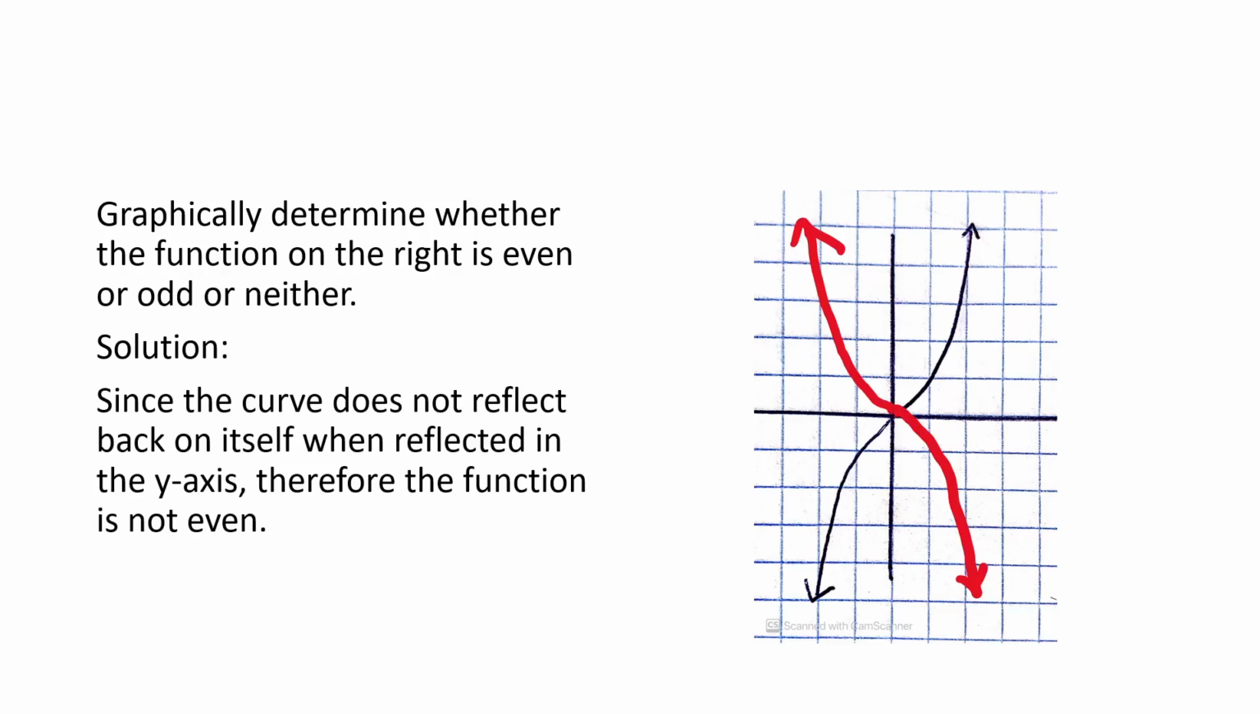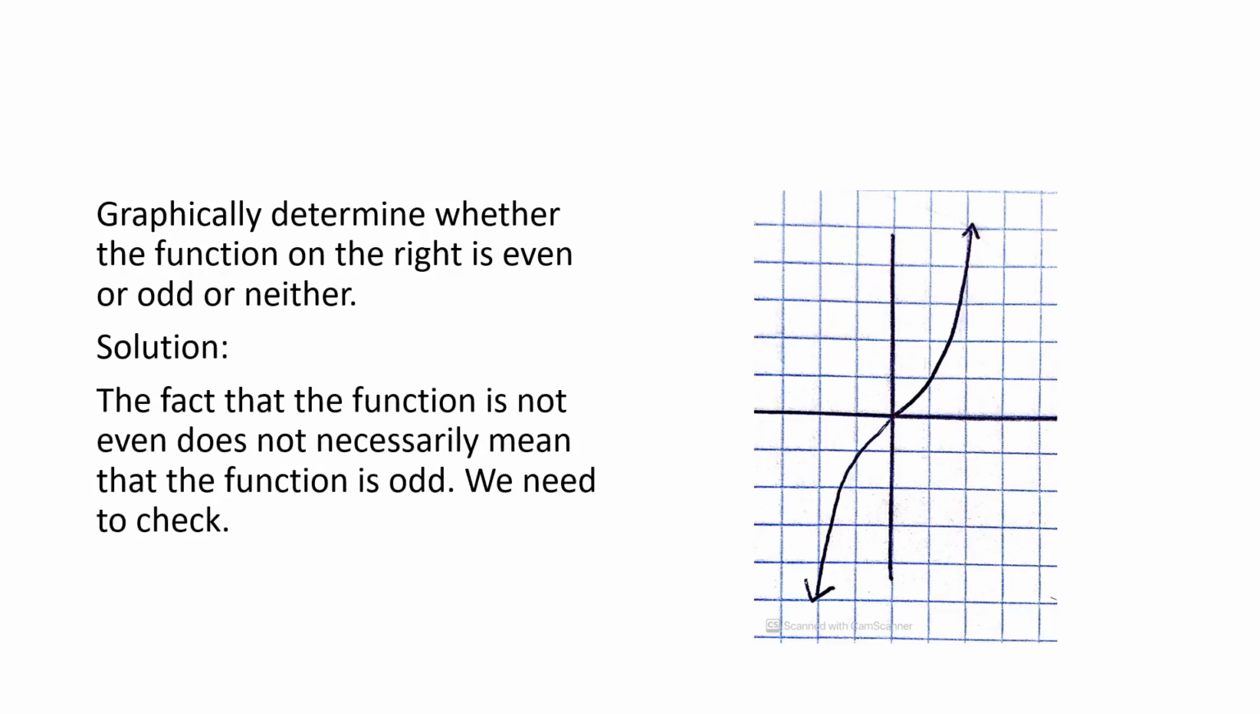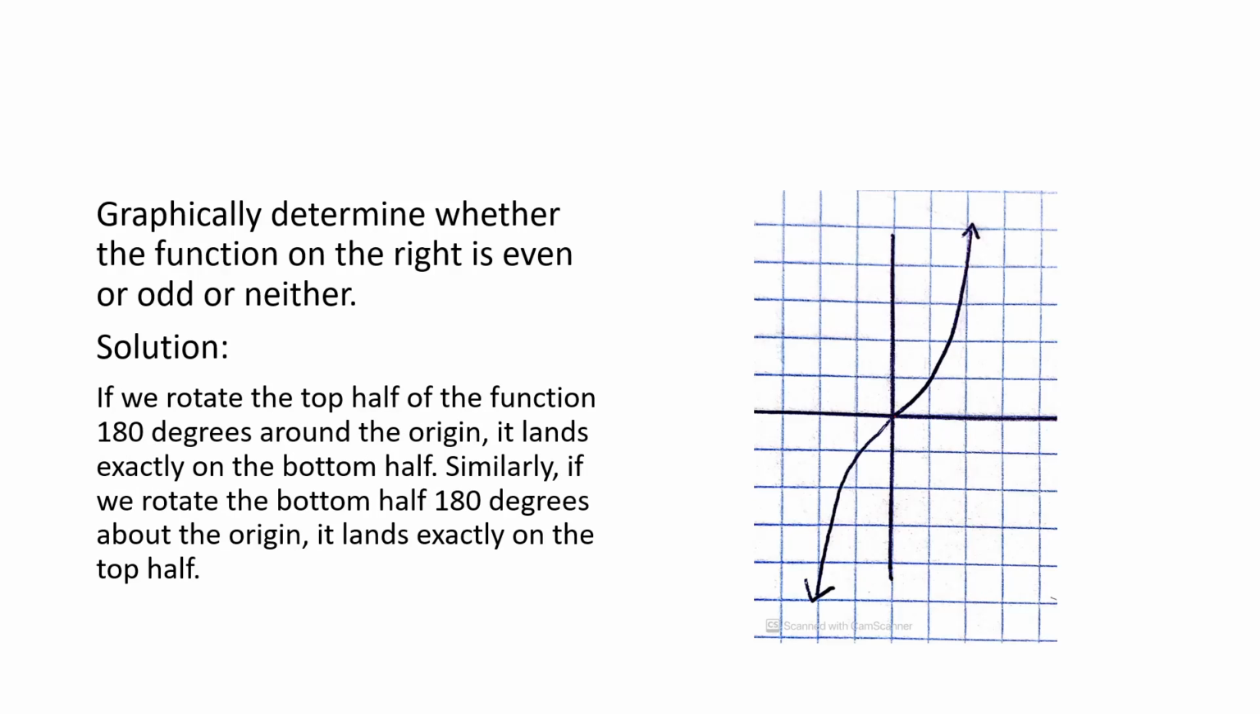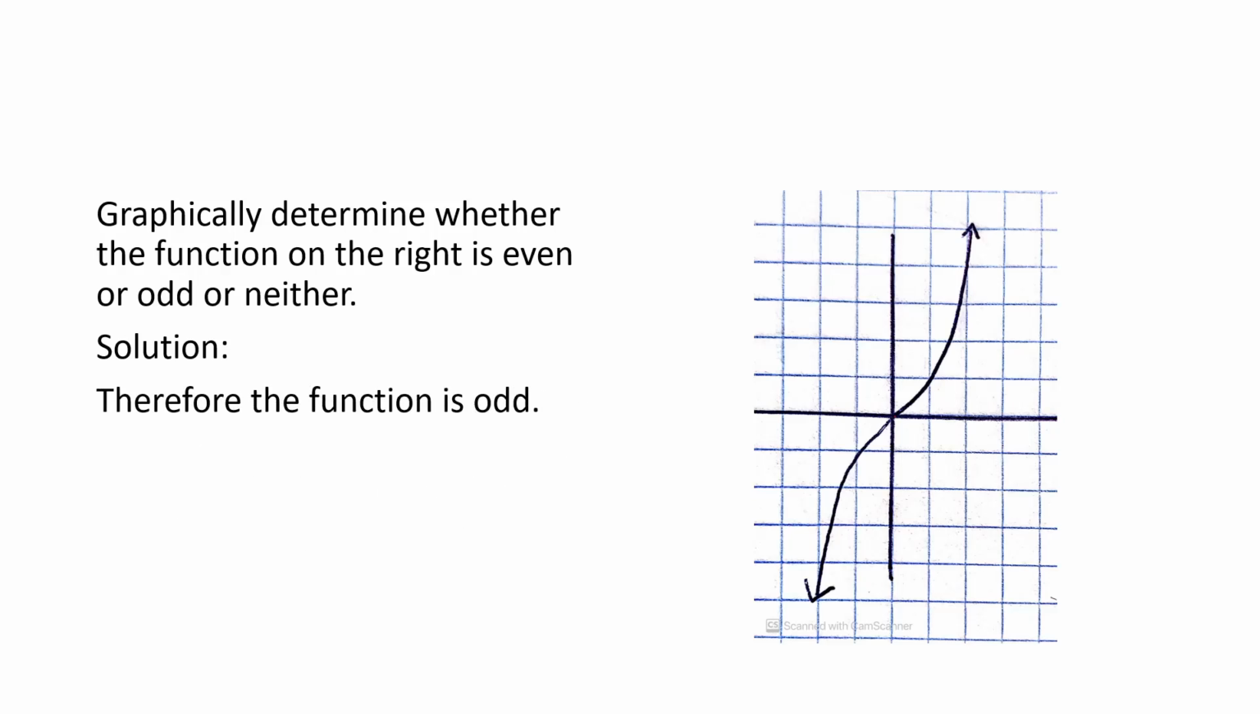an even function. Okay? The fact that the function is not even does not necessarily mean that the function is odd. We need to check that. So let's check whether it's odd. If we rotate the top half of the function 180 degrees around the origin, it lands exactly on the bottom half. Similarly, if we rotate the bottom half 180 degrees about the origin, it lands exactly on the top half. Therefore, the function is odd.